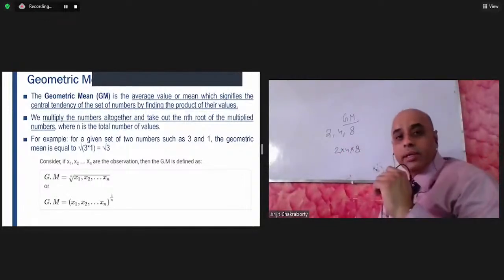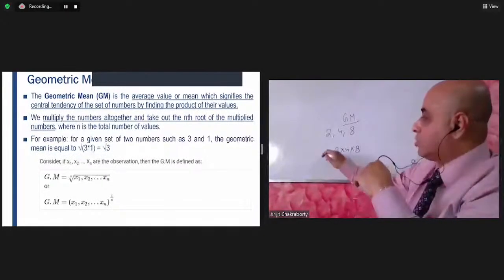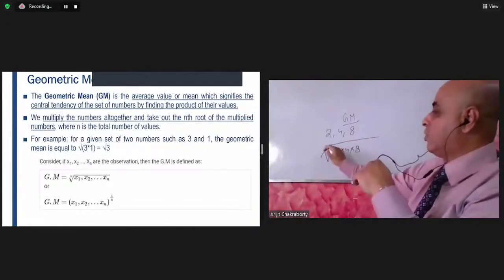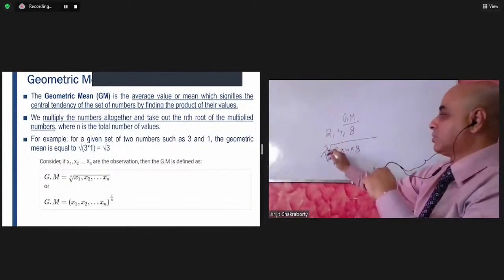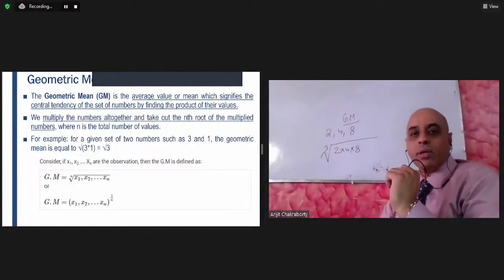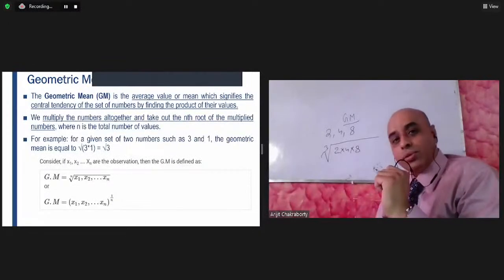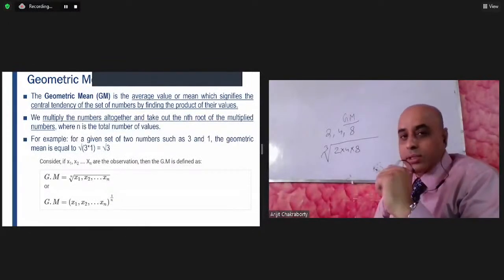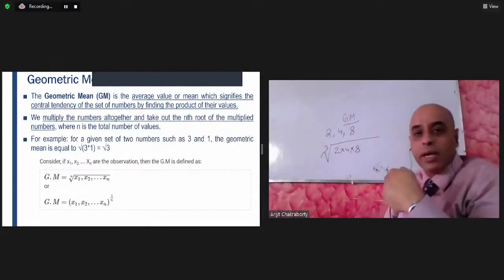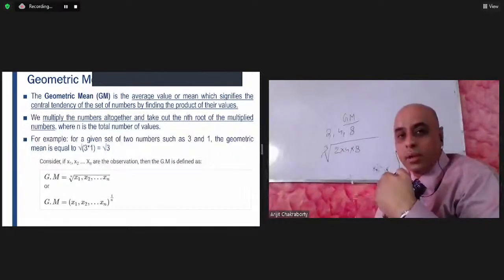And then I will take the cube root. So it will be the cube root. Why? Because there are 3 numbers. So cube root. If there are 4 numbers, it will be the 4th root. If it is 10 numbers, the 10th root. Now you can understand here, you may have to work out using logarithms.